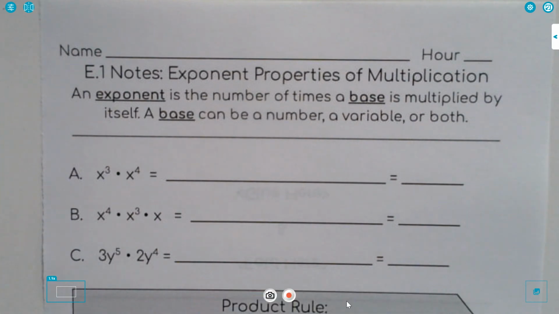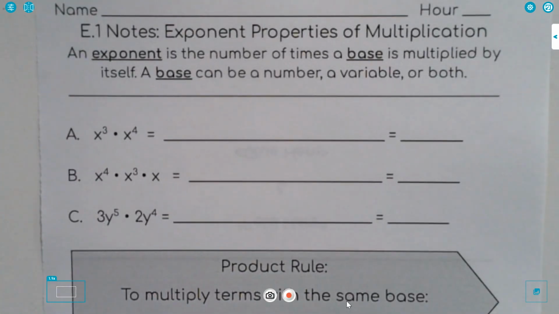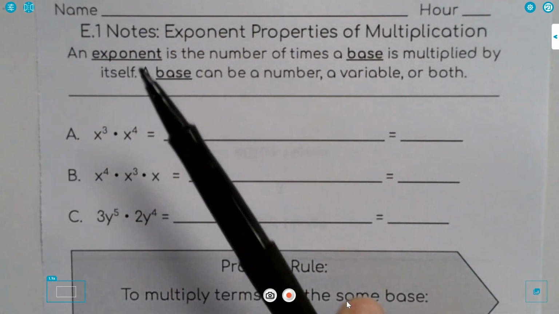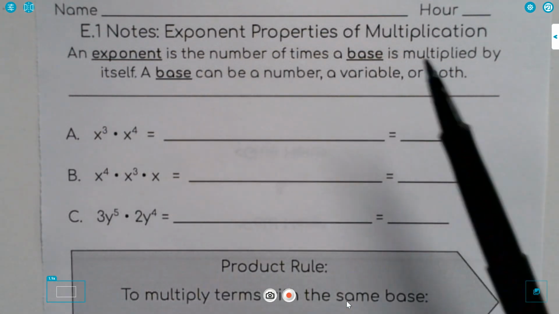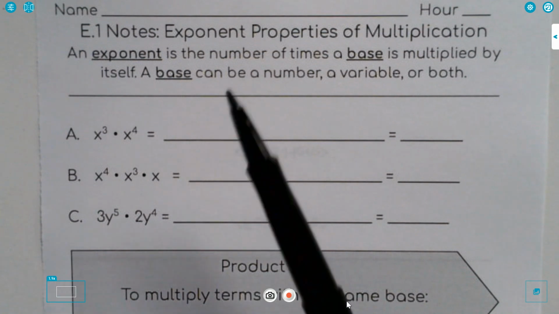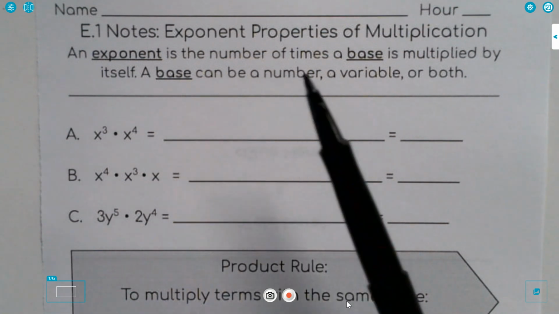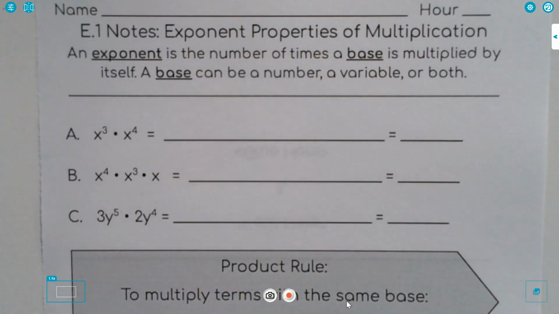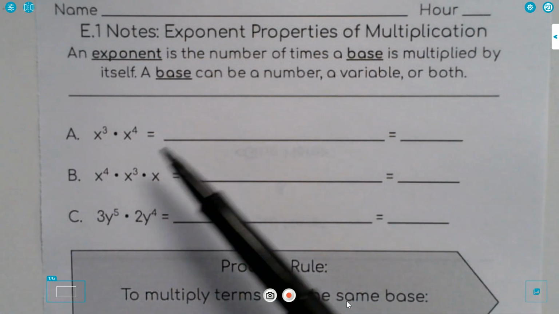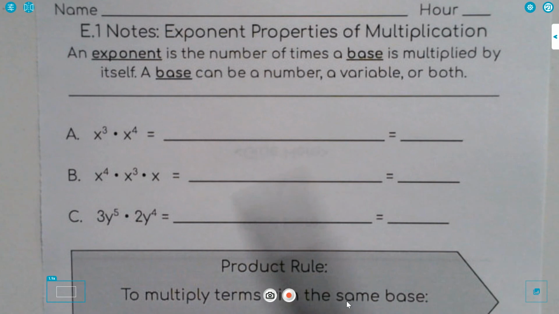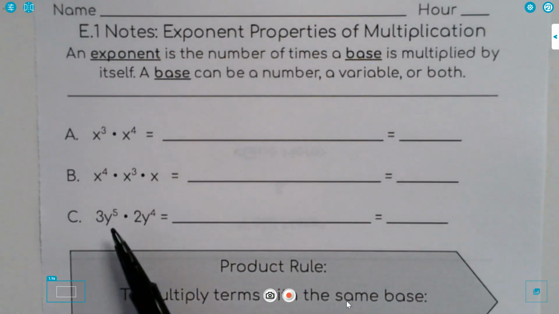So we are going to look at two properties or two rules of exponents today, and then we've got three more we're going to look at on Wednesday. An exponent is the number of times a base is multiplied by itself, and that base can be a number. So like Hunter said, 2 squared, 2 would be the base. It can be a variable like x, or it can be both. So like this one right here is 3y, that's our base.